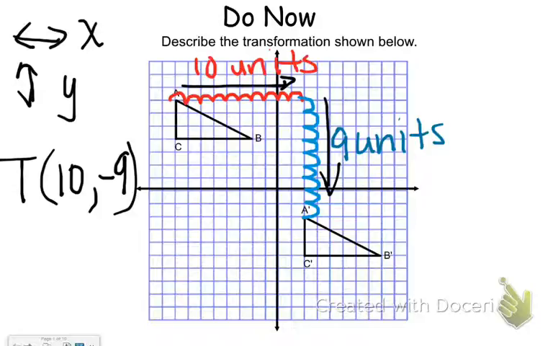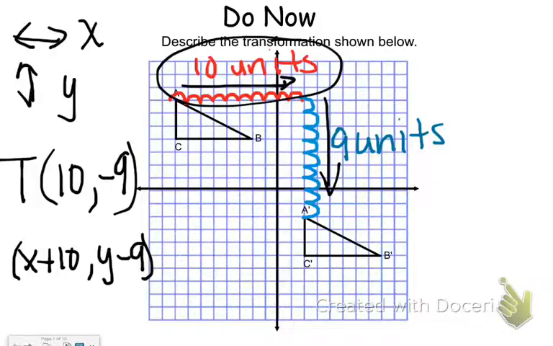We can also use the coordinate rule in which we show what we are doing to each x value. In this case, we are adding 10. And what we are doing to each y value, which is subtracting 9, to note the type of translation we have. And lastly, we can write it in word form that we are going 10 units to the right and 9 units down from our pre-image to our image.